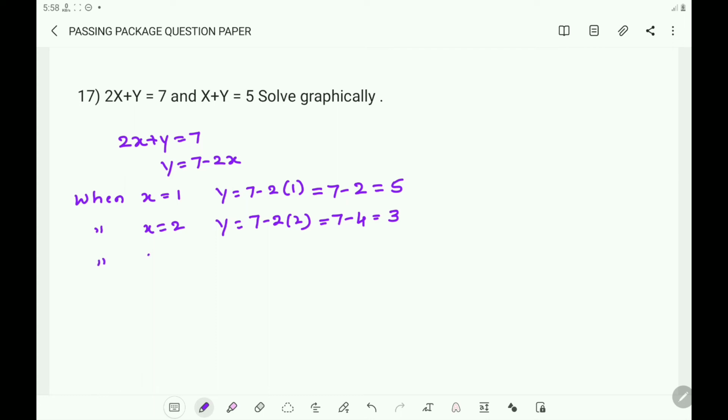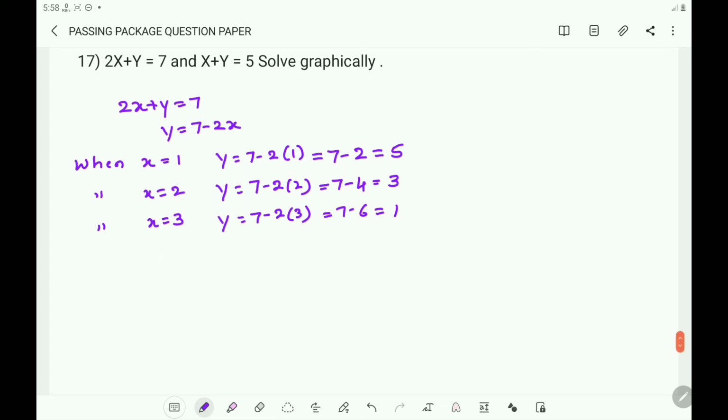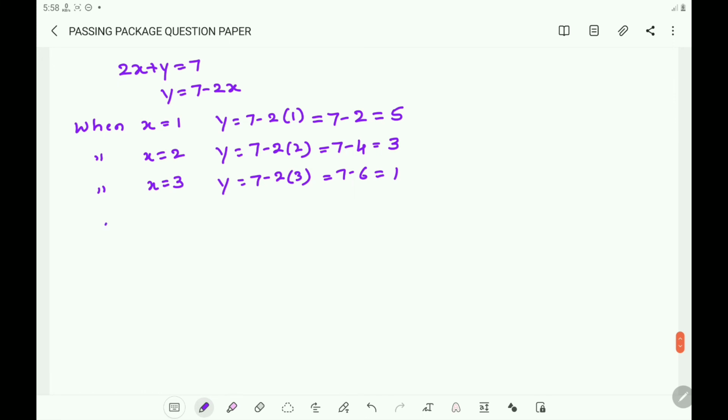Next you take x equals 3, or any value you can take here. Y equals 7 minus 2 into 3, that is 7 minus 6, equals 1. Then make a column. 3 values are enough here.